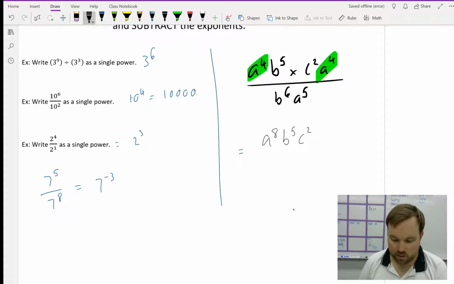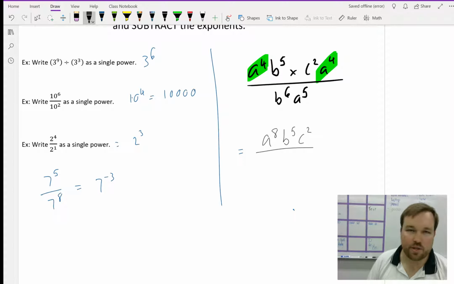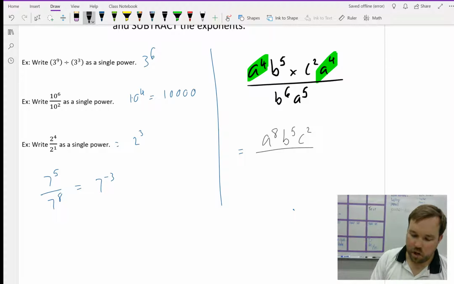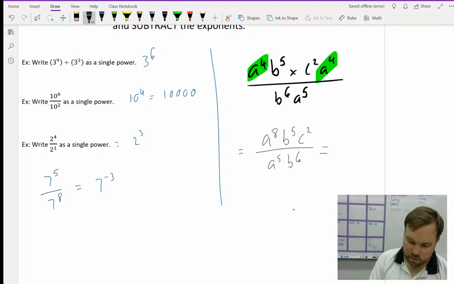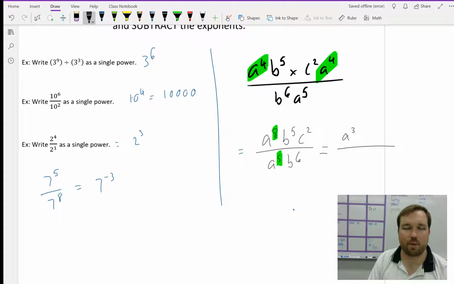Traditionally, we write them in alphabetical order. Written like that, they don't need multiply signs between them. Over a to the 5, b to the 6. Then it's a matter of cancelling it out. We have 5 a's on the bottom, 8 on the top. We're left with 3 on the top, none on the bottom. It's like taking 5 lots of a on both top and bottom away. Here, we are left with b to the 1 on the bottom, and nothing touches the c, so it's c to the 2 on the top.